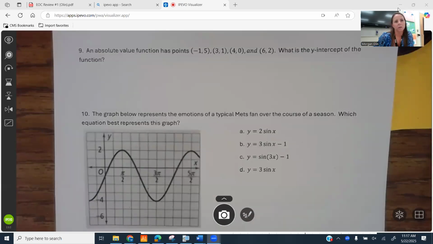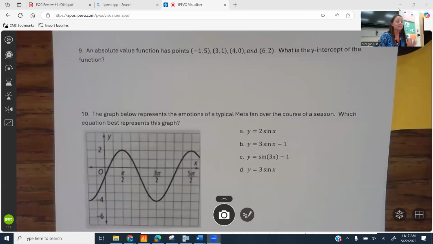All right, we are back with the rest of review number one of the EOC for Math 3. Okay, so let's look at this problem right here. Number 9, an absolute value function has points (-1, 5), (3, 1), (4, 0), and (6, 2). What is the y-intercept of the function?